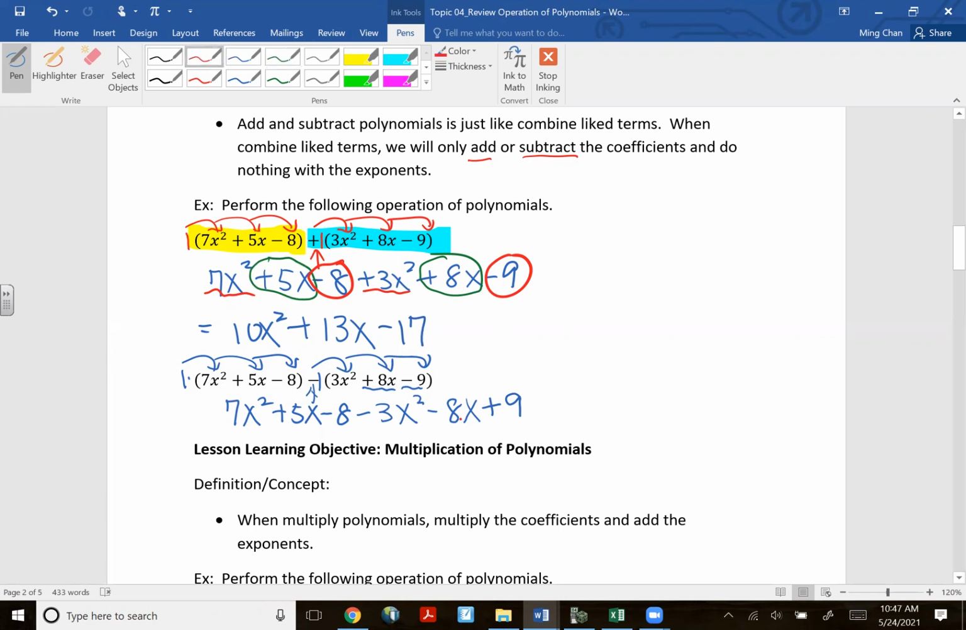All right, so once I distribute, combine like terms. The degree is still 2, so 7x squared minus 3x squared goes first. That will give me 4x squared. 5x minus ax, terms with different signs, we subtract. So that should give me negative 3x. Negative 8 plus 9, terms with different signs, I subtract. That should be a positive 1. So distribution is probably the safest technique we can use. Bring all the terms to the outside, make sure all the signs are correct, then combine like terms.